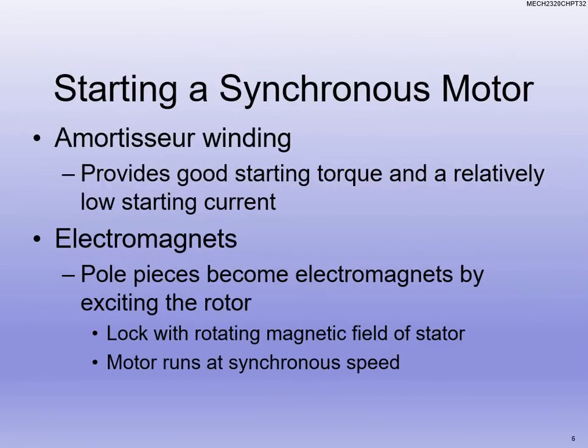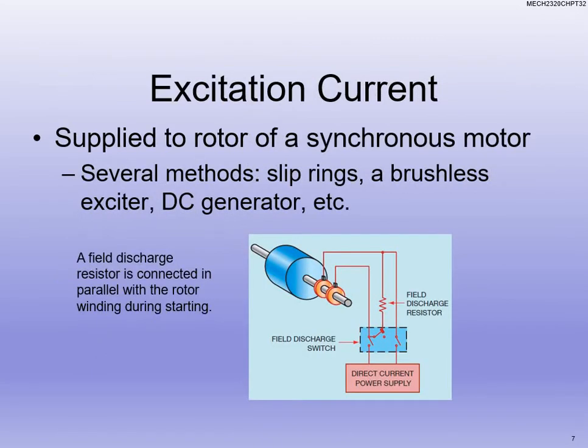We've talked about different methods of starting as well. When we use the armature windings, they help provide a good starting torque, and we can go with low starting current on these. We can also use electromagnets. Those help lock in the field on the stator. So when we lock in the field on the stator, the rotor can stay in sync, and the motor's going to run at synchronous speeds for us in that scenario.